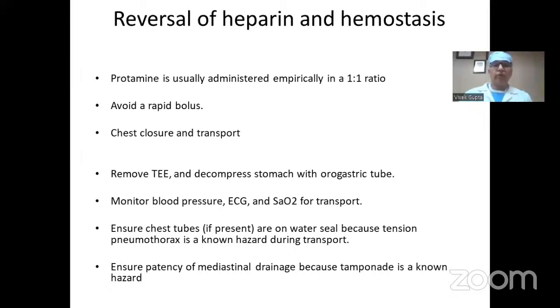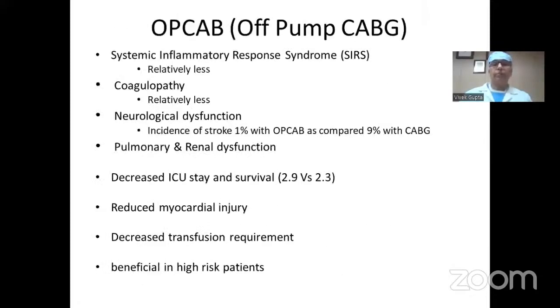While transporting, one should be careful that the chest tube is under water seal so that there is no pneumothorax and the mediastinal tube is not clamped. Otherwise, there is always a risk of tamponade. If we have chosen the off-pump CABG, it has certain advantages over the on-pump CABG.